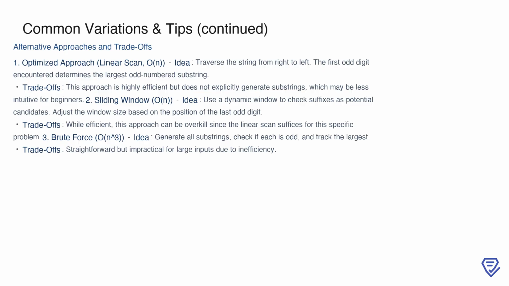Finally, there's the brute force approach. By generating all substrings, checking each one for oddness, and tracking the largest, you can solve the problem in a straightforward way, but at the cost of n³ time complexity, making it impractical for large inputs. Each method has its merits, but for efficiency and simplicity, the linear scan is the best choice for this problem.